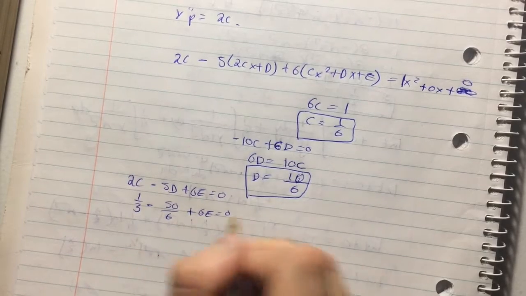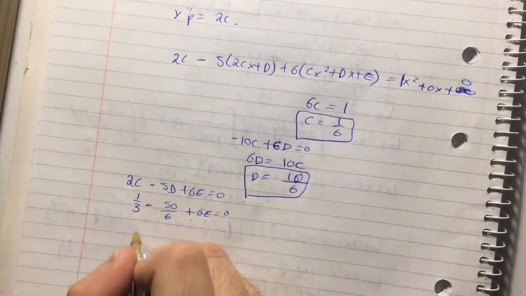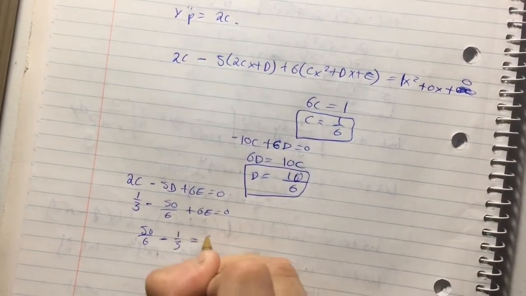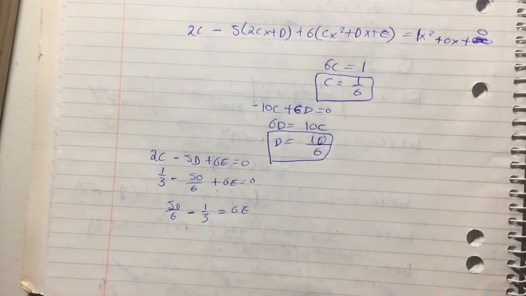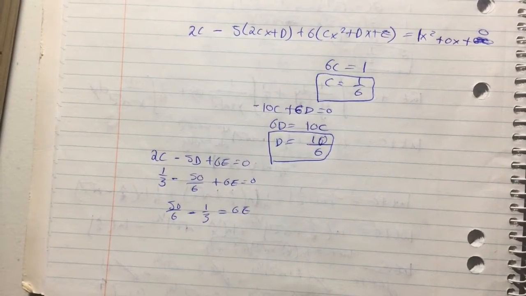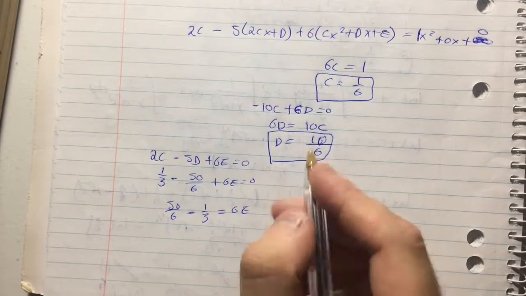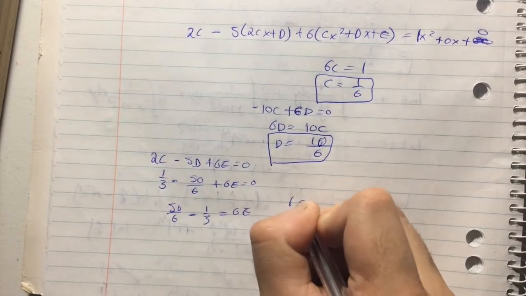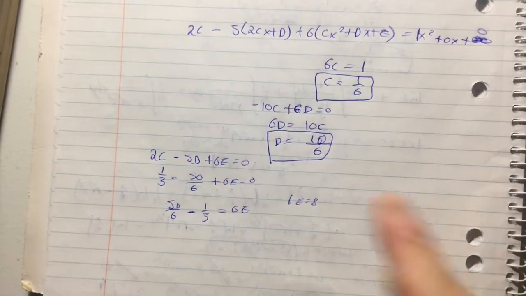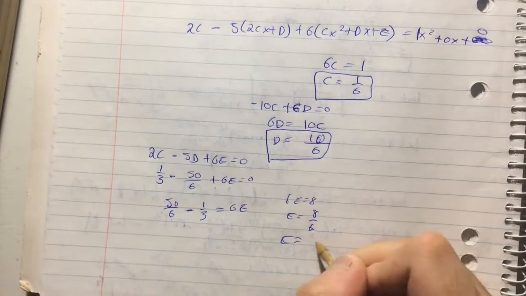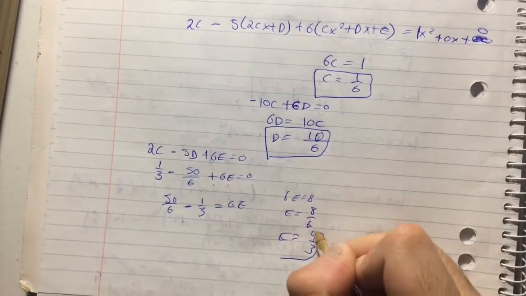So what next? So now I solved for e, right? So it's going to be 50 over 6 minus 1/3 is equal to 6e. I hope that's still on the page. And I can't be bothered doing the lowest common denominator, so I'm just going to do that on a calculator. Minus 1/3. And that's just directly equal to 8. So 6e is equal to 8. And then e is equal to 8 over 6, or e is equal to 4 over 3.